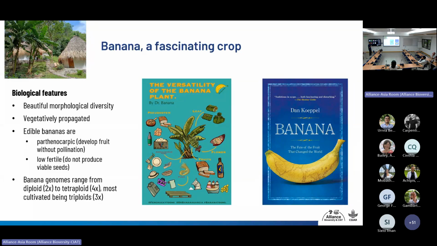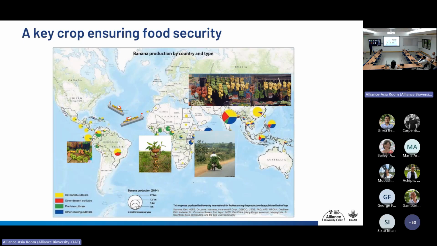It's also associated with a long history, in Central America particularly. And I invite you to look at this book from Dan Koeppel, which is very interesting. I recommend it if you want to know more about the background of bananas. But for sure, bananas are a key crop for food security. It originates from Southeast Asia and Oceania. It's a very important staple crop for Africa, with plantain, with East African highland banana, with Mshare. And it's also very important as an economic crop for Latin America.